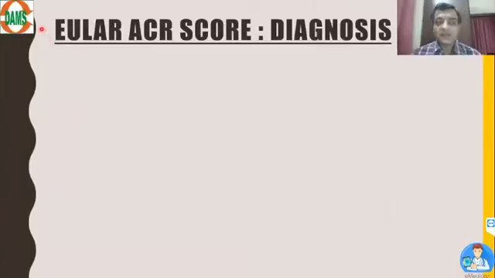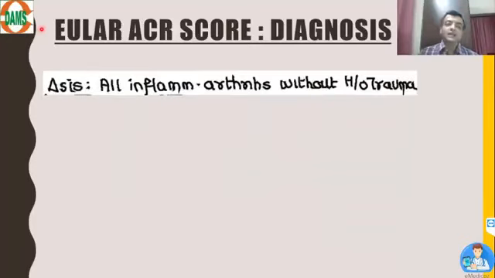So how to make the diagnosis of RA? Let's write it down. We have the EULAR ACR score, which can be used for diagnosis of the disease. First, I'm noting your doubts. Please continue with the class. I'm noting your doubts, and I will answer them for you.